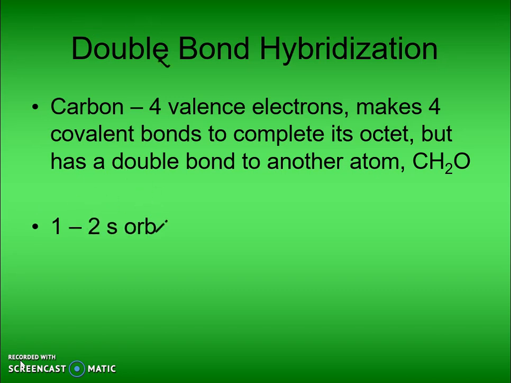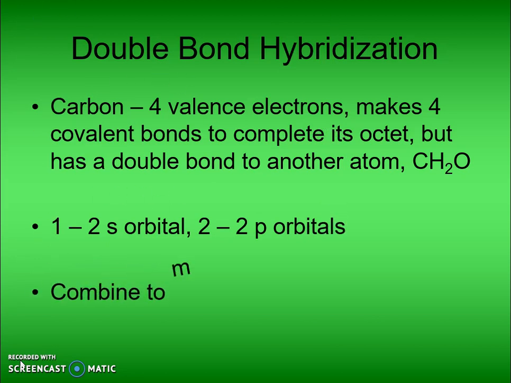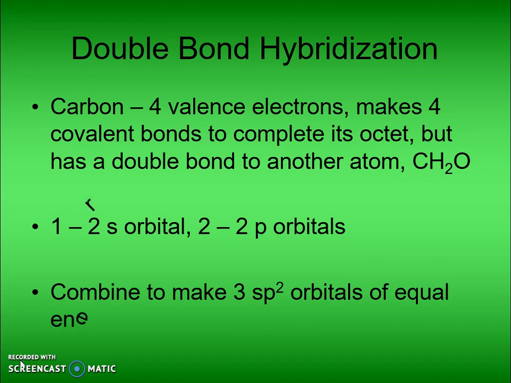Again, I'm taking that one s with the two p's that I'm going to use, because one of those p's is already accounted for with a pi bond, and making three new sp2 hybrid orbitals, which will have less energy than the s and p's they came from, making them easier to overlap and complete our octet.